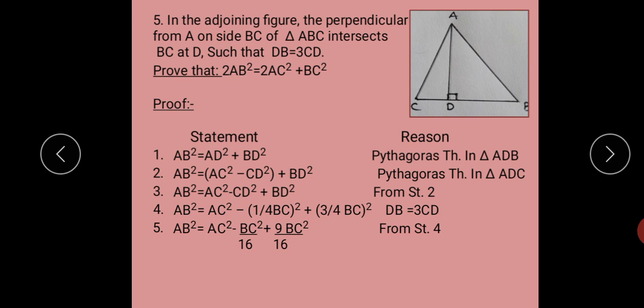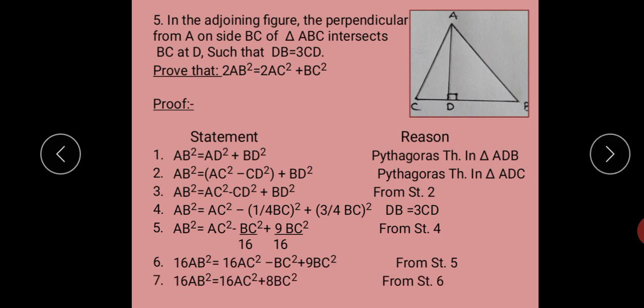So when you square, don't forget to square the 1/4 and 3/4 also. AB square is equal to AC square minus BC square upon 16 plus 9/16 BC square. We will multiply throughout by 16. So we will get 16 AB square is equal to 16 AC square. 16 will get cancelled. You will get only minus BC square plus 9 BC square, because 16 again will get cancelled. Now it is simple mathematics.